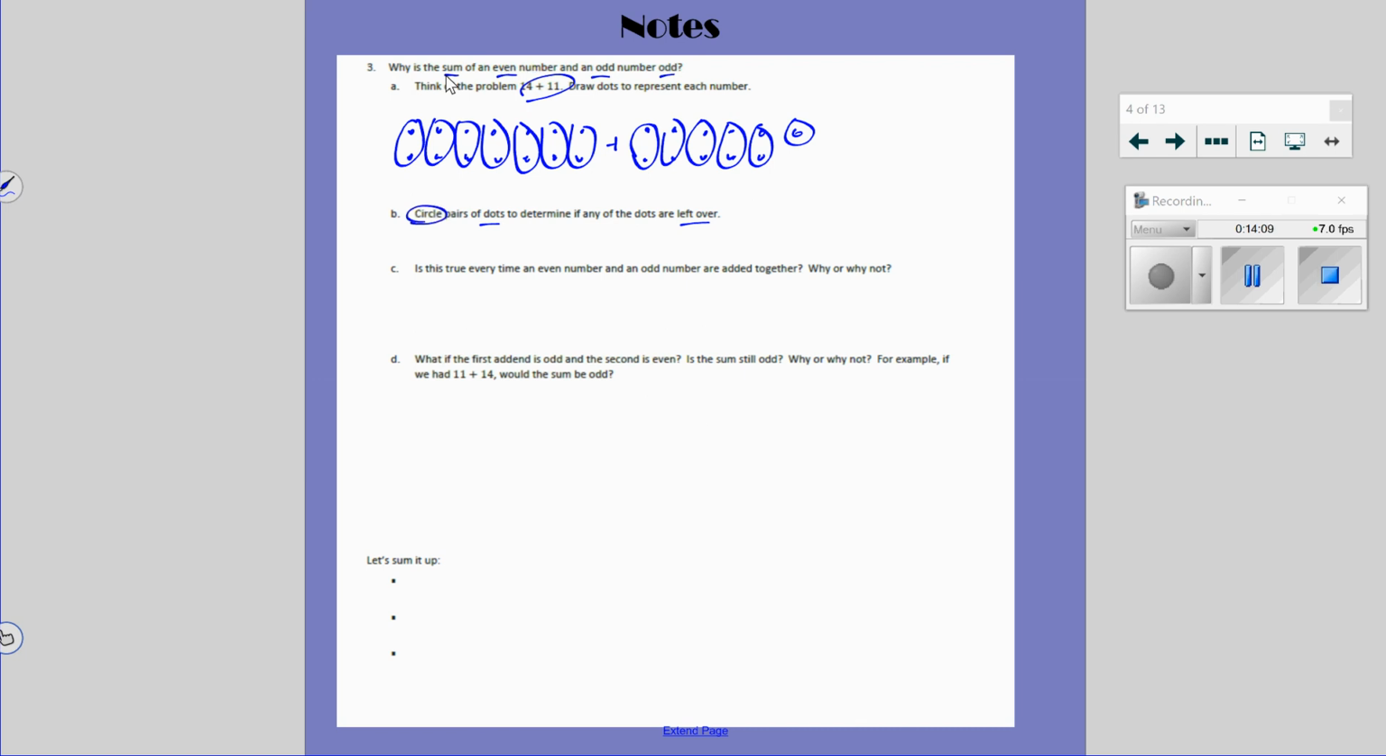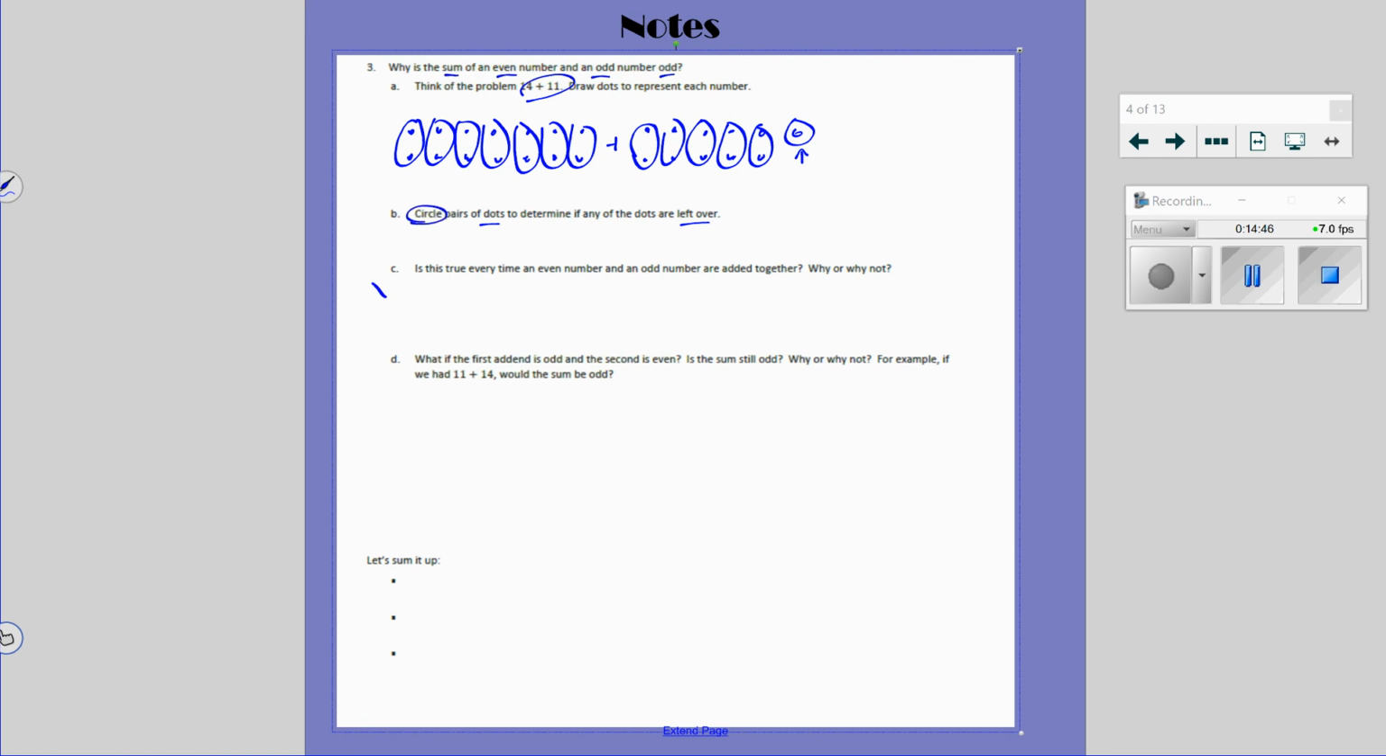Will Cannon ever have a partner? Or is Cannon always going to be out here by himself? There's no one here for him to match up with, right? So, is this true every time I have an even and odd number? How many people are here? Yeah, because 1 is always going to match up all the way across, right? The other one is always going to have that 1 odd one left at the end.